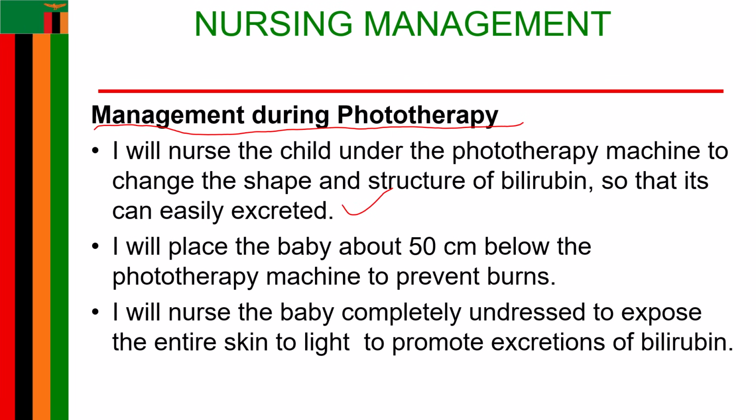And the first point here, you can say, I'll nurse the child under the phototherapy machine to change the shape and structure of bilirubin so that it is easily excreted. The other point, you can say, I'll place the baby 50 centimeters below the phototherapy machine to prevent burns. You can also talk about nursing the baby completely undressed to expose the entire skin to light to promote excretion of bilirubin.